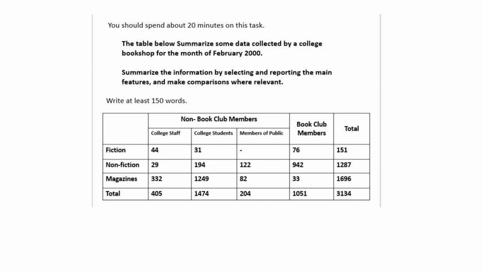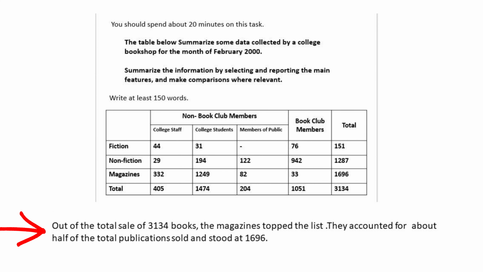So first of all, I'm going to talk about magazines. We can see that the total sale of the bookstore was 3134 books, and out of these 1696 were magazines. So this is what I've tried to write in my first point. Let's read it. Out of the total sale of 3134 books, the magazines topped the list. They accounted for about half of the total publications sold and stood at 1696.